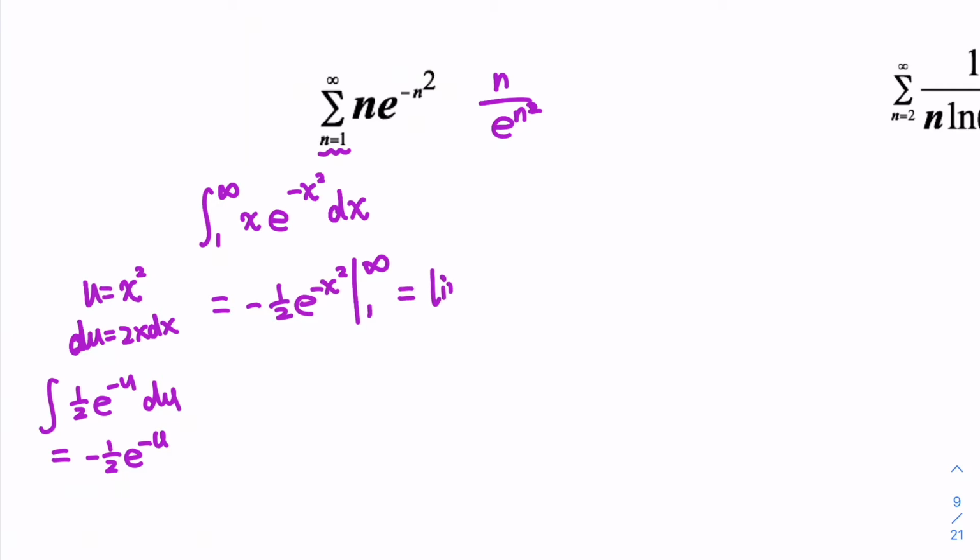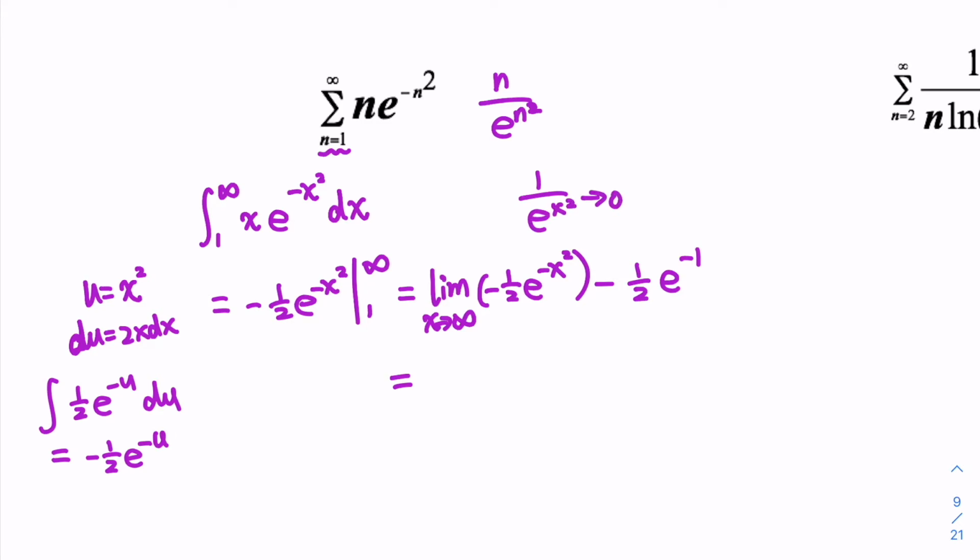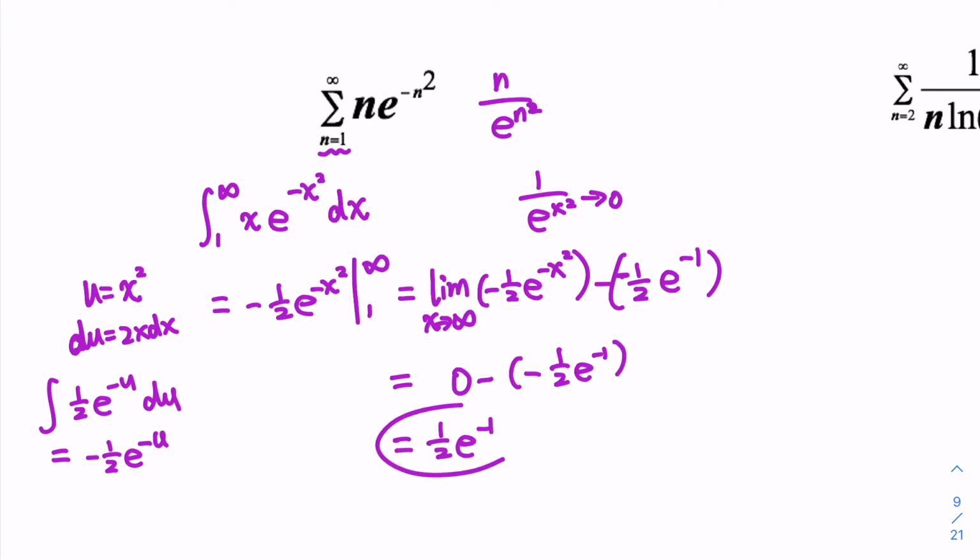Now we are going to use the limit as x goes to infinity. Negative 1/2 e to the negative x squared minus, we plug 1 in, so it's negative 1/2 e to the negative 1. As x goes to infinity, 1 over e to the x squared goes to 0. That would be 0 minus negative 1/2 e to the negative 1, which gives us 1/2 e to the negative 1, which is a number. The integral will converge. So the integral converges, so the original series will also converge.